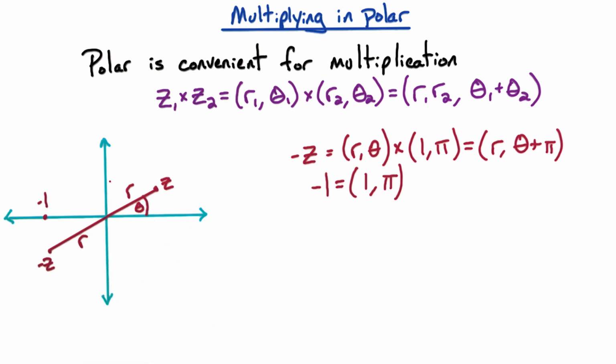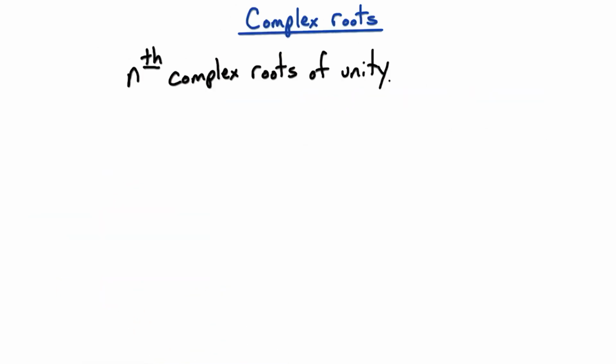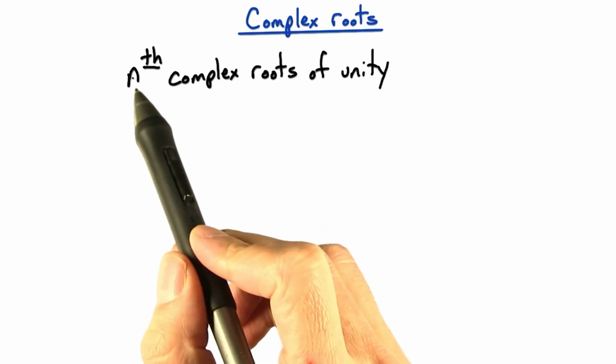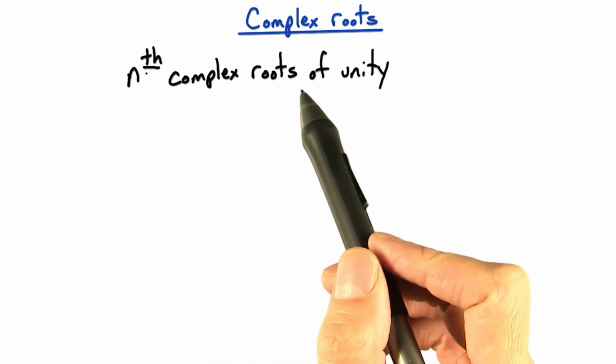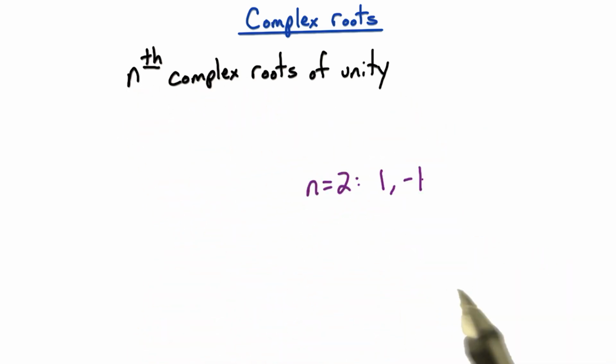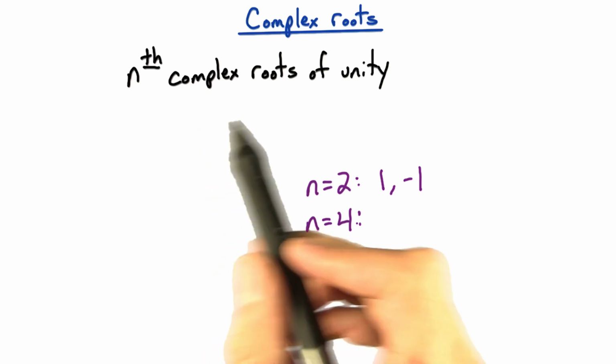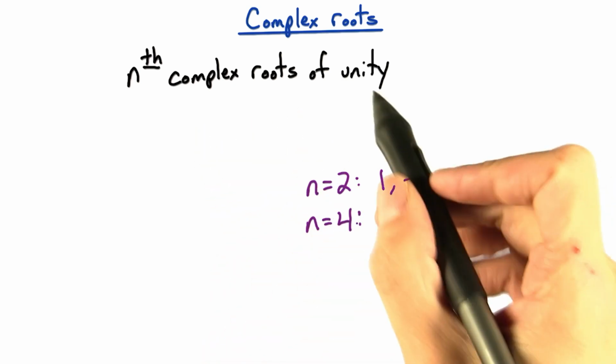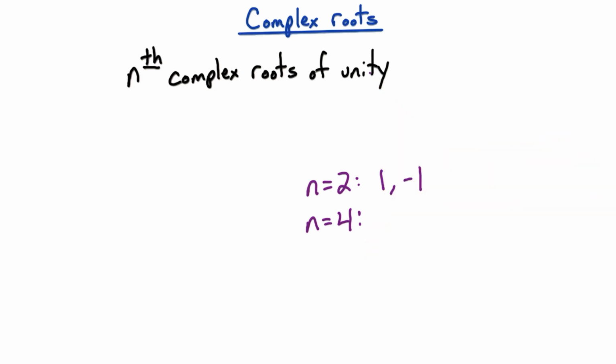Now we're going to consider the numbers which are known as the nth complex roots of unity. Let's break this down. By unity we mean 1. Instead of nth roots, let's consider the case n equals 2. So we're looking at square roots of unity. The square roots of 1 are 1 and negative 1. Now consider the case n equals 4. So we're looking at the fourth roots of unity. What numbers raised to the fourth power equal 1? Well, if we're looking at real numbers, the answers are 1 and negative 1.